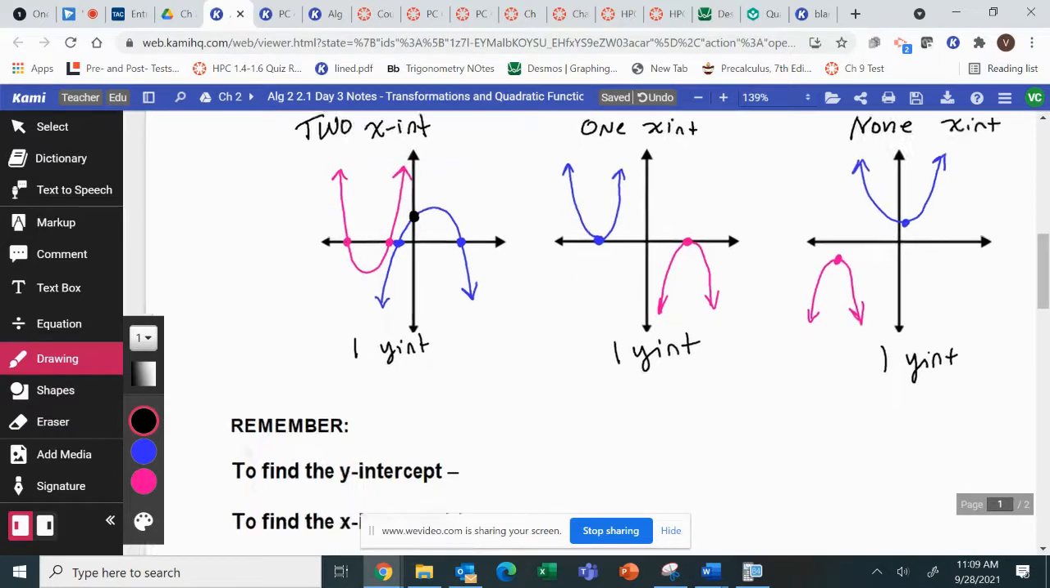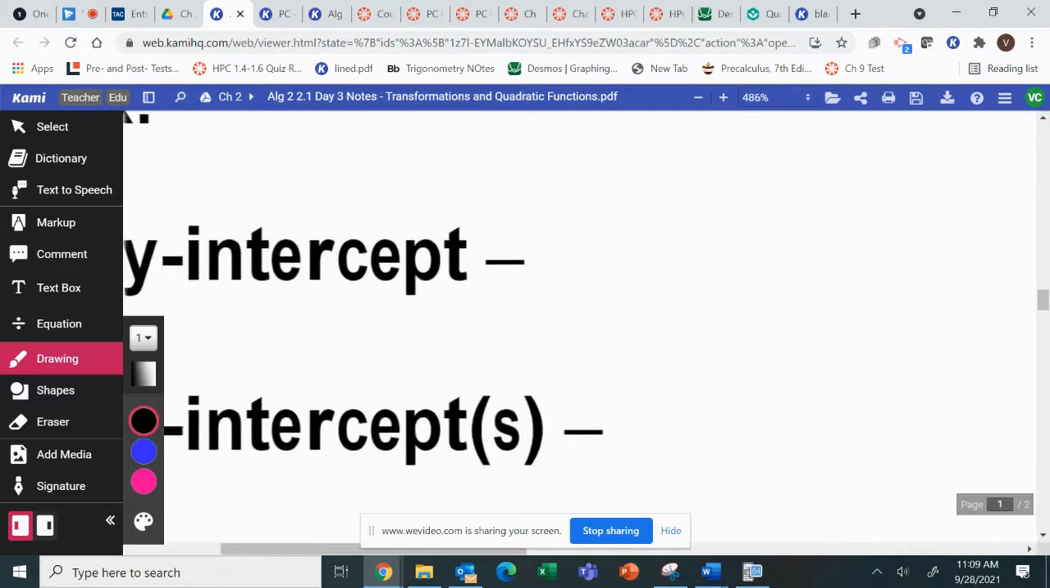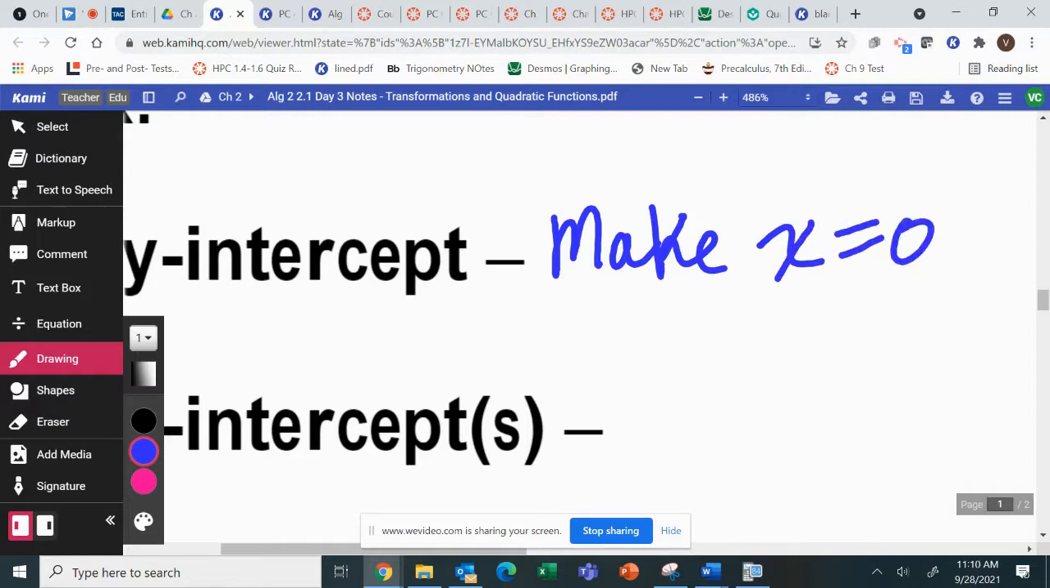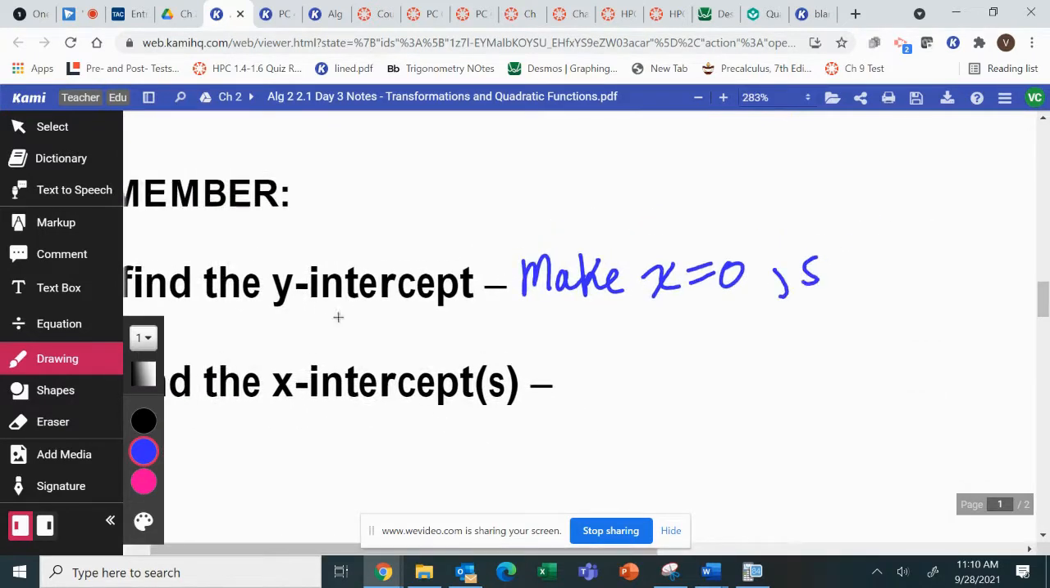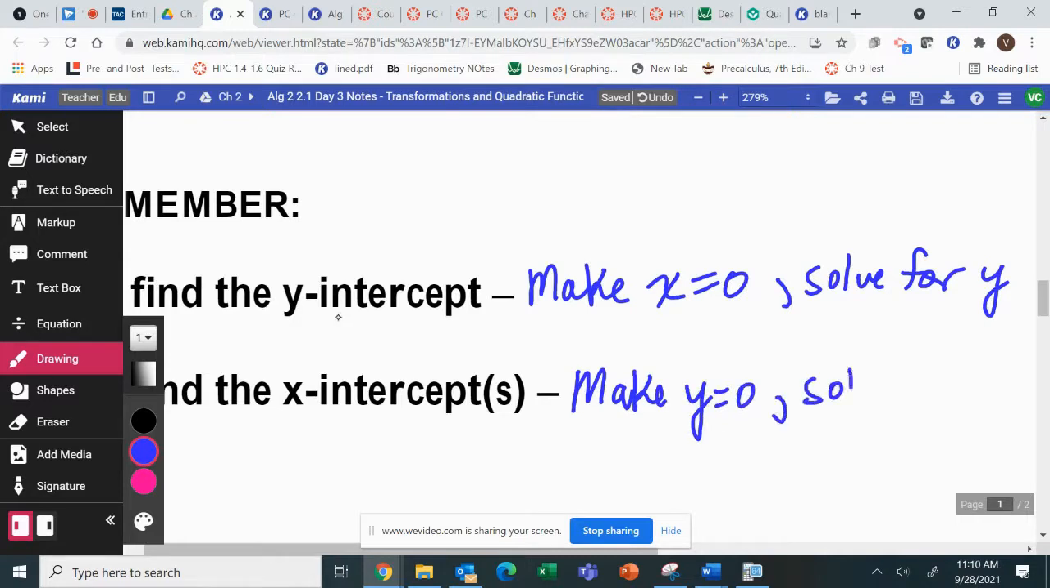Okay. Remember, when we want to find the y-intercept, what do we do? Besides looking at a graph, we make x equal 0. Make x equal 0. That's how we find the y-intercept, and we solve for y. To find the x-intercepts, make y equal 0 and solve for x.